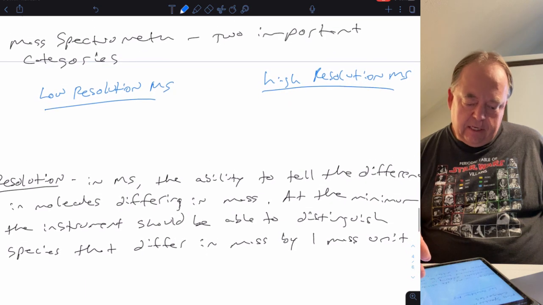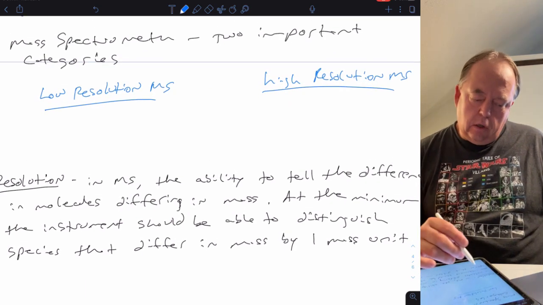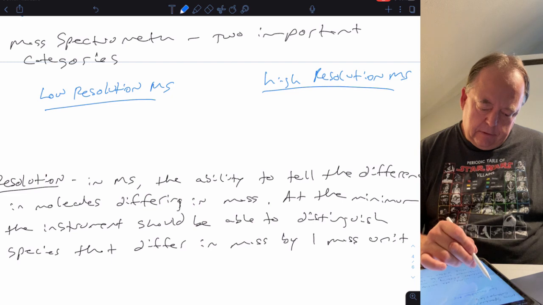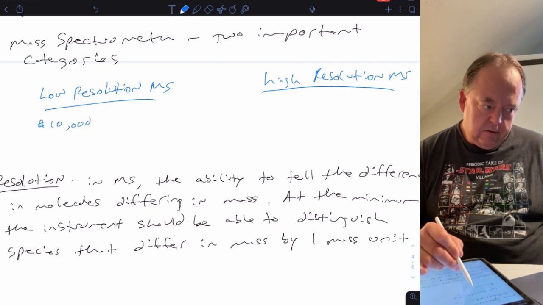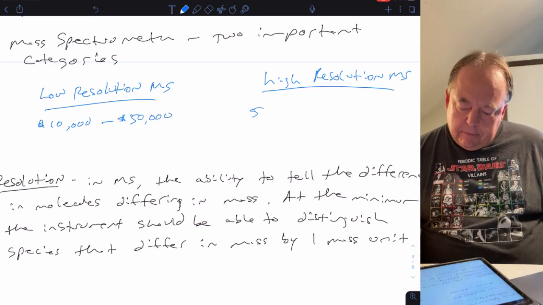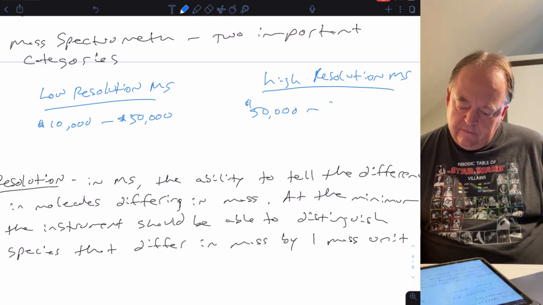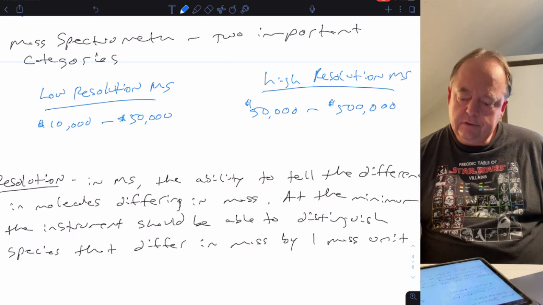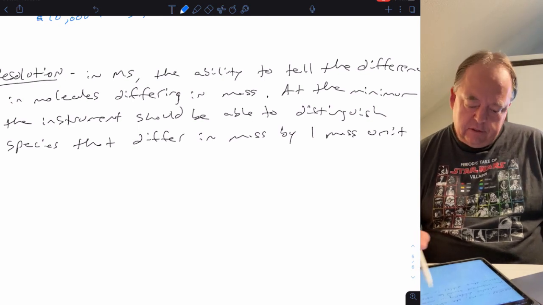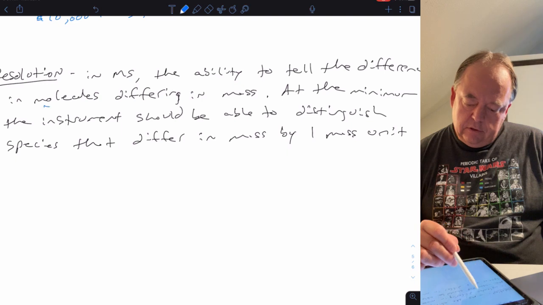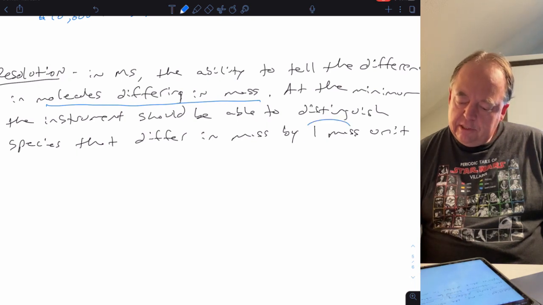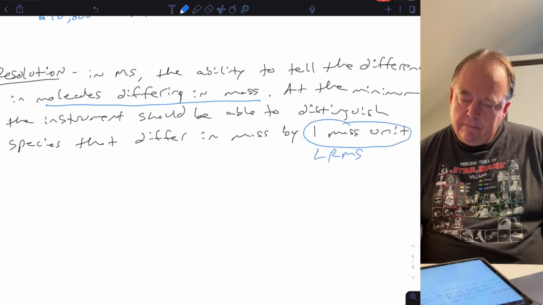So if we take a mass spectrometer, for example, there are two important categories. There's the low-res mass spectrometer, and those instruments can cost anywhere from about $10,000 to $50,000, and a high-res mass spec, and those instruments can cost $50,000 to $500,000. So what is resolution? In mass spec, for example, it's the ability to tell the difference in molecules differing in mass. At the minimum, the instrument should be able to distinguish species that differ by 1 mass unit, but that would be a low-res mass spec.